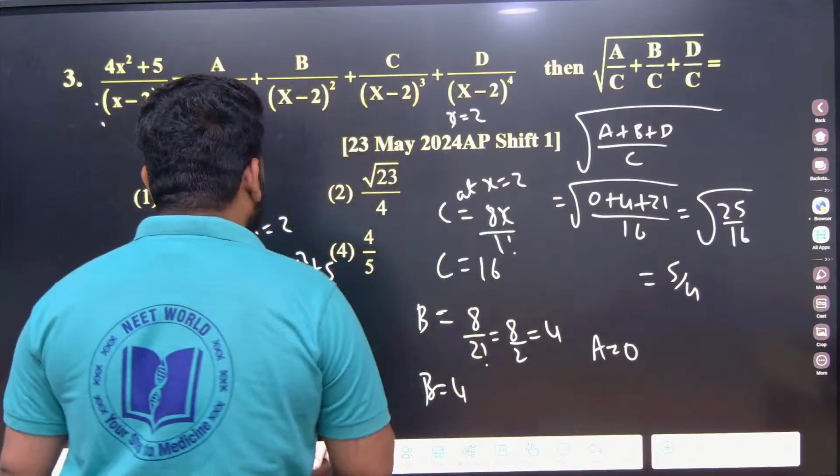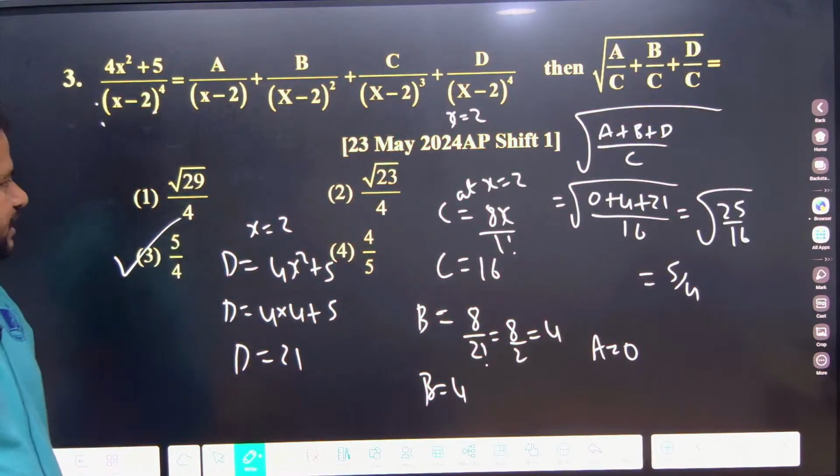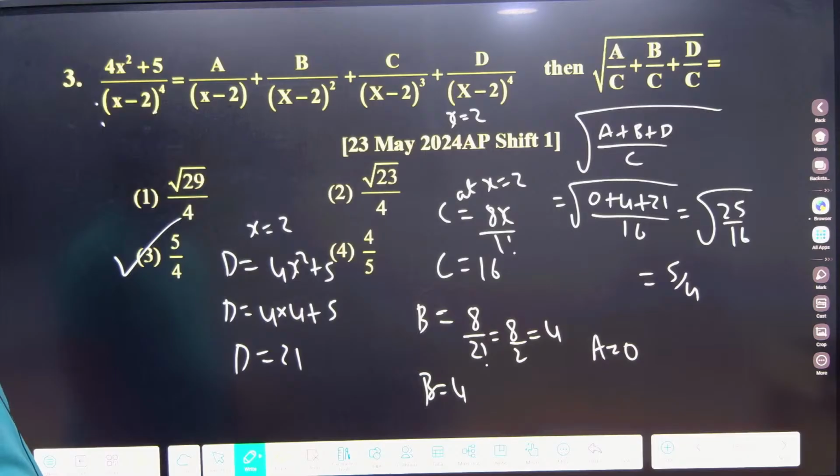5 by 4, which is the option? That is the third option. Clear? The third option is the right one.